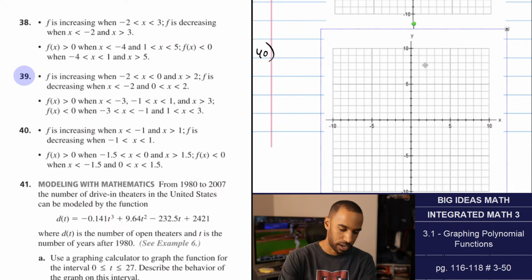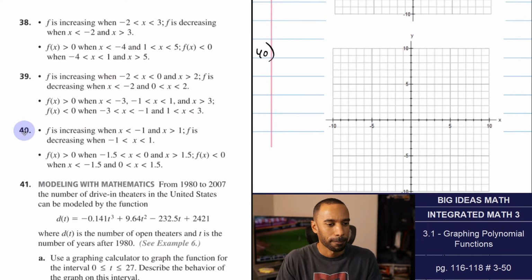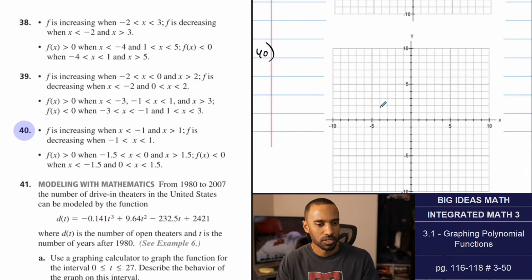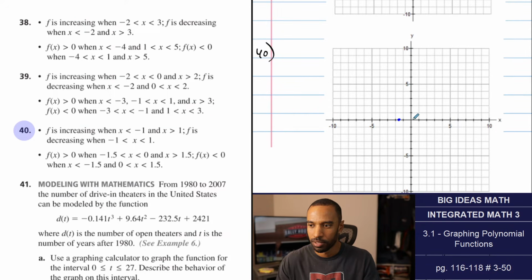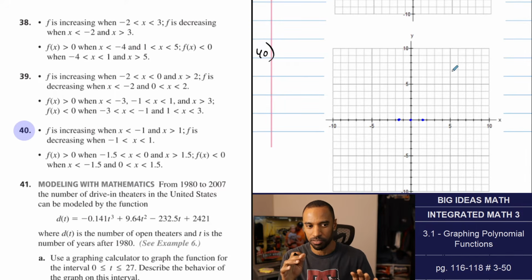All right, last one here from these, number 40. I like these problems. They're fun. Number 40, let's figure out what our intercepts are. I won't stop doing the intercepts. I think that makes a lot of sense. F of x is greater than 0 between negative 1.5 and 0. So here's negative 1.5. Here's 0. And 1.5 is another value. Those are the only ones that seem to be x-intercepts. Those are critical points when they say we go positive, negative, stuff like that.